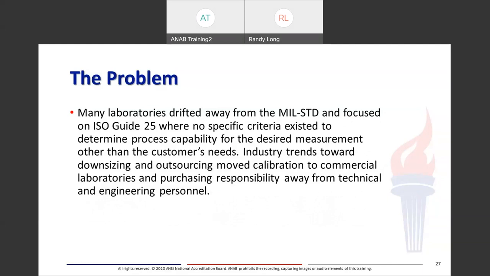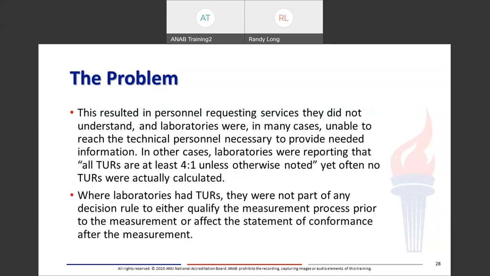As this happened, many laboratories drifted away from the MIL standard and focused on Guide 25, where there are no specific criteria to determine process capability other than customer needs, and industry trends toward downsizing and outsourcing moved calibration to commercial laboratories and purchasing responsibilities away from technical and engineering personnel. This resulted in personnel requesting services they did not understand, and laboratories were in many cases unable to reach the technical personnel necessary to provide needed information.